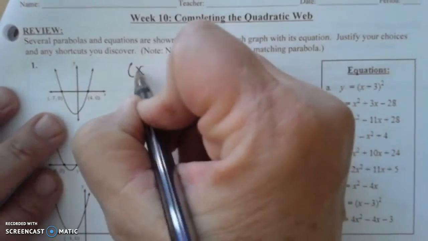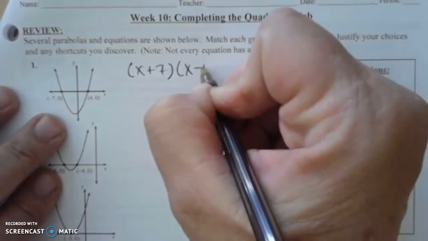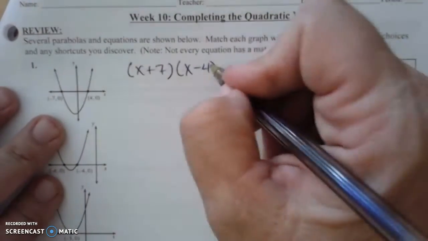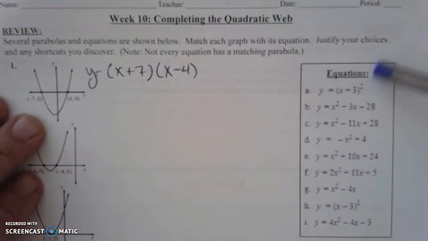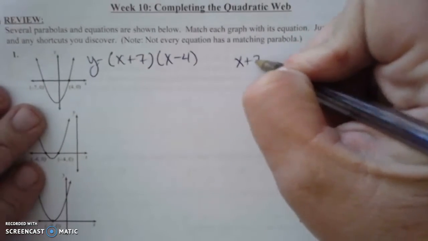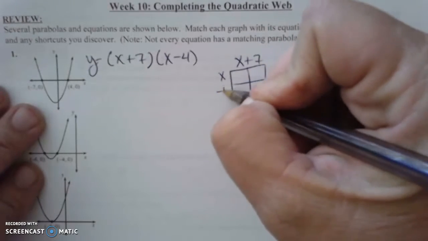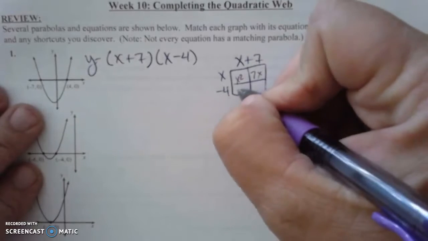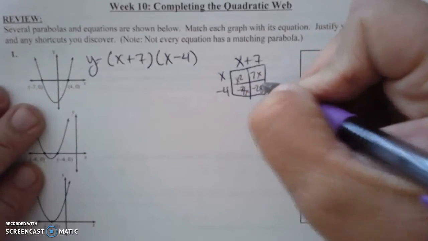This is a -7, so I'm going to write +7. This is a +4, so I'm going to write -4. And that's my equation right there, right? If I said equals y, that would be my equation. And I come over here and none of the equations are written out like that. That's because they've gone through and the work has been done. So we're going to get x squared, 7x, -4x, and -28.